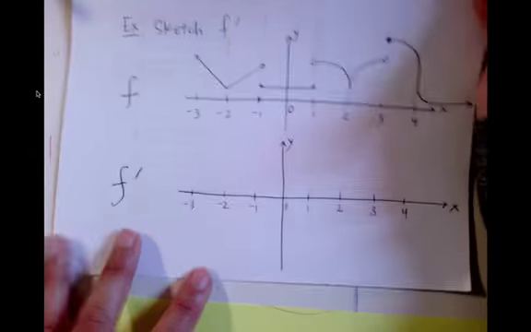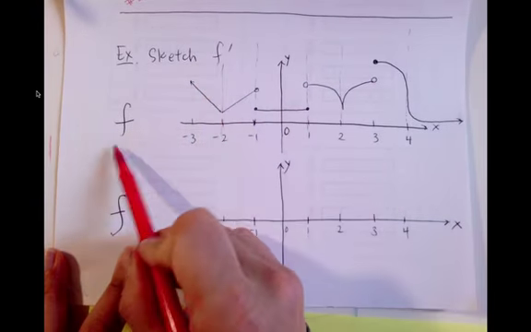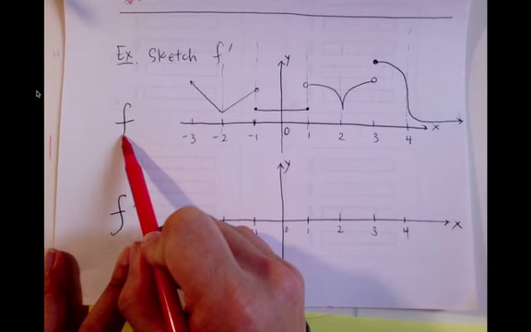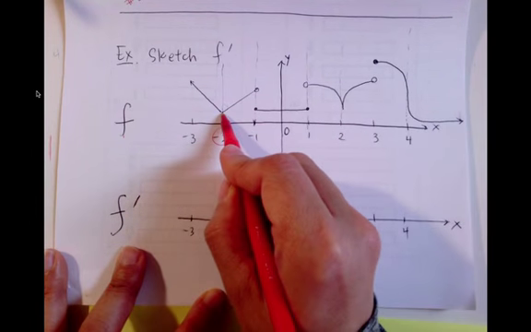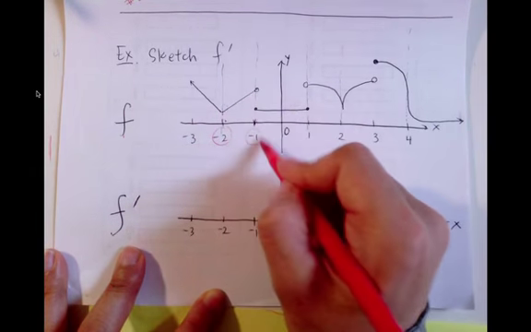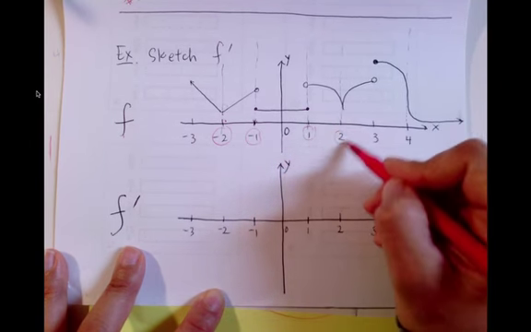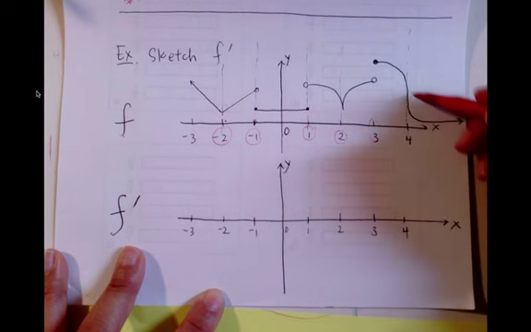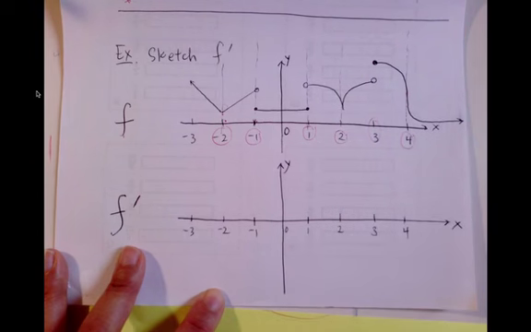Down here, I'm just going to do a quick example, another example where we're going to sketch the graph of f prime using the graph of f. In this example, there are lots of places where the derivative is going to fail to exist. Here I have a corner. Okay, so I'm going to have a problem. There will not be a derivative at -2. Here I have a discontinuity, another discontinuity at 1, a cusp at 2, a discontinuity at 3, and a vertical tangent line at 4. So we're going to do a quick sketch and see what this would look like.